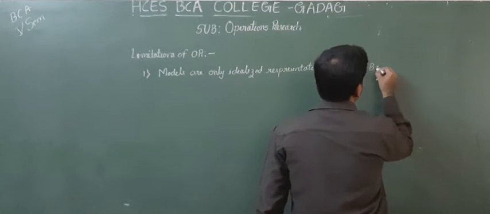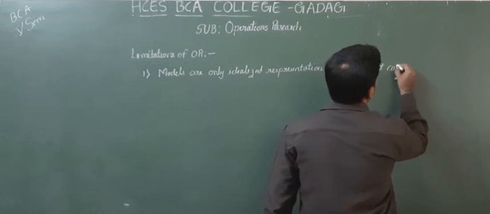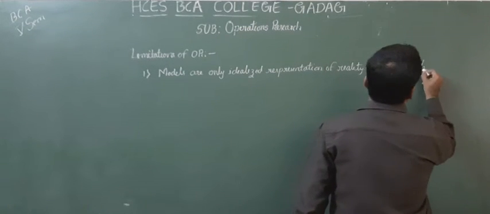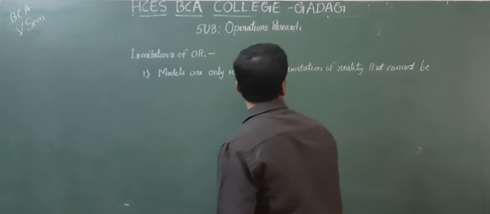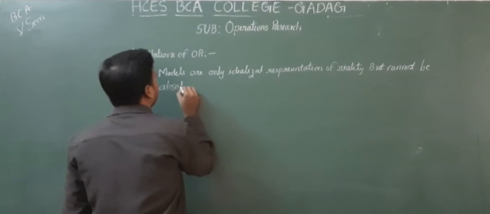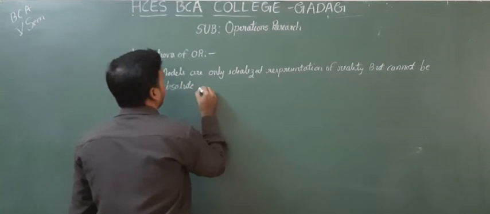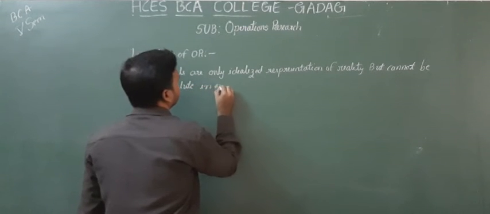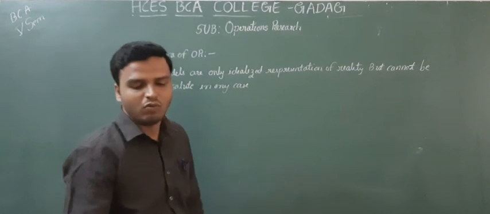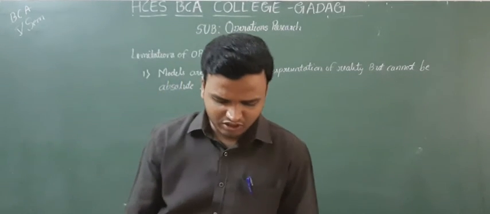But cannot be absolute in a particular case. Cannot be absolute in any case. So this is the first limitation of OR.